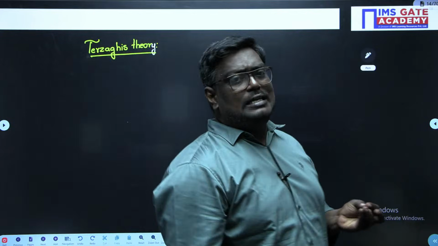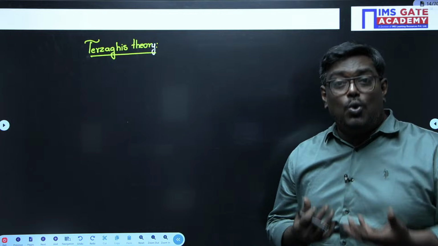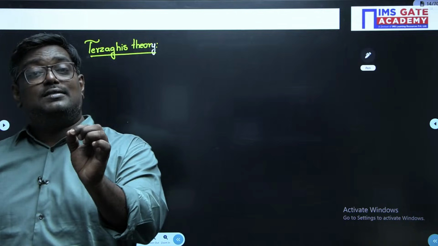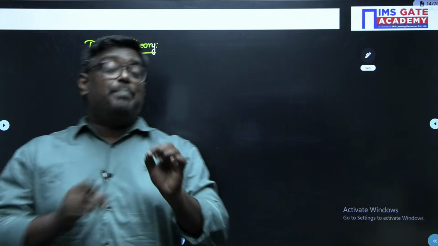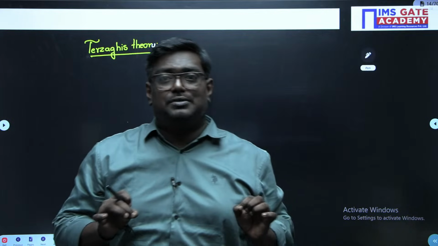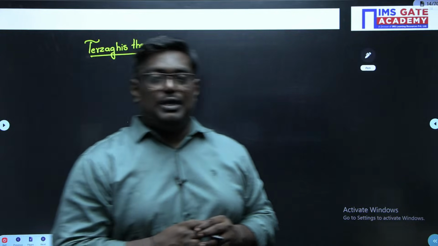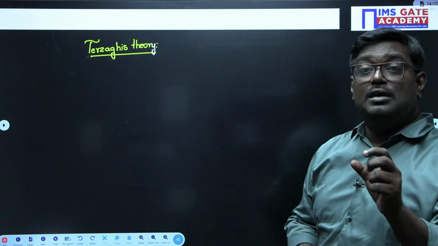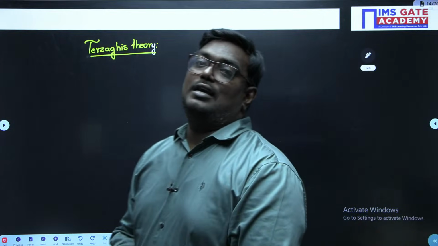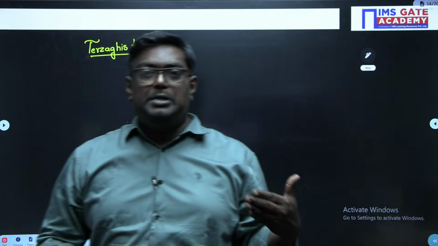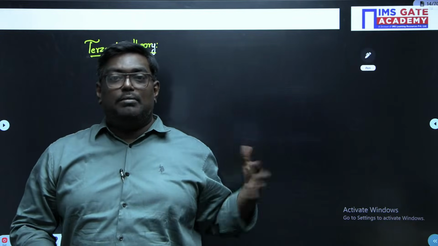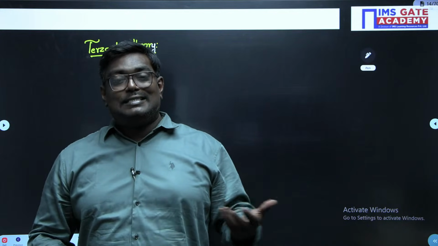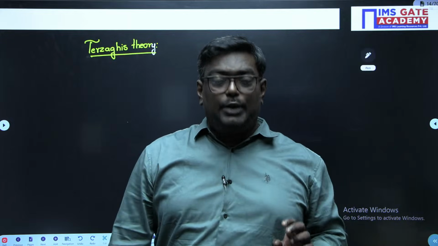In Terzaghi's theory, we assume the soil is homogeneous. That means the properties are the same in all directions. If the properties are the same in different directions, we call it isotropic. And remember, my dear students, in Terzaghi's theory, general shear failure is assumed. There are different types of failures: general, local, punching. But in Terzaghi's theory, they assume general shear failure. The shear strength is calculated by Mohr-Coulomb's equation.